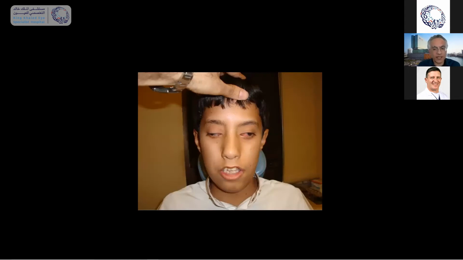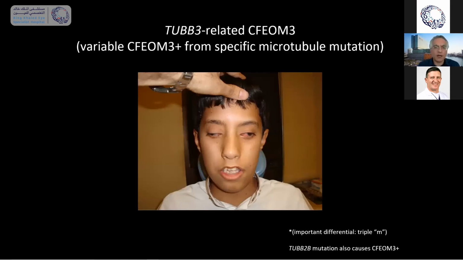Because although he has bilateral facial diplegia, although he has bilateral facial weakness, Moebius syndrome patients are esotropic or orthotropic. They're not exotropic. Exotropia is not part of Moebius syndrome. This boy also has ptosis. He actually has the phenotype of CFEOM3, actually a specific TUBB3 mutation.